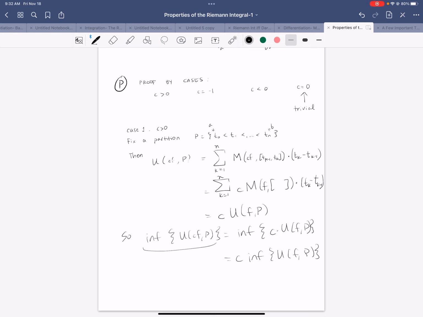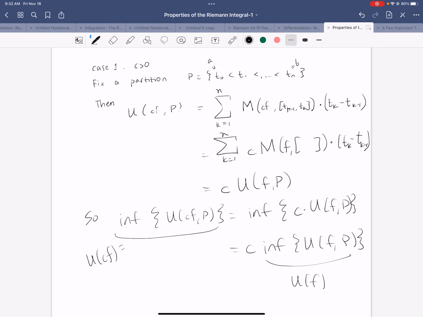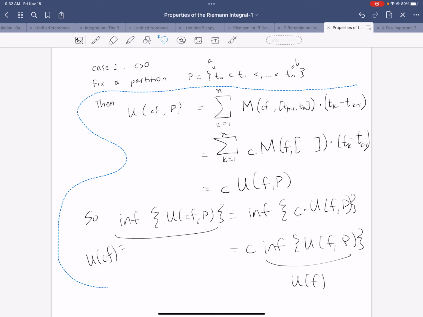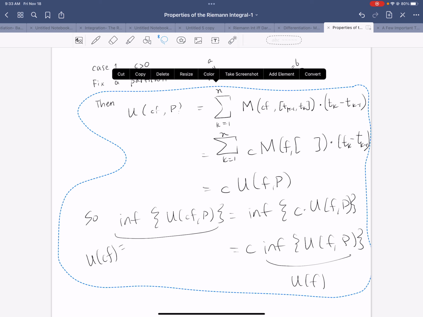So this, which is our upper integral of CF, is going to be C times the upper integral of F, okay? And the same argument would apply for the lower sums. And again, all of this is okay because C is positive.